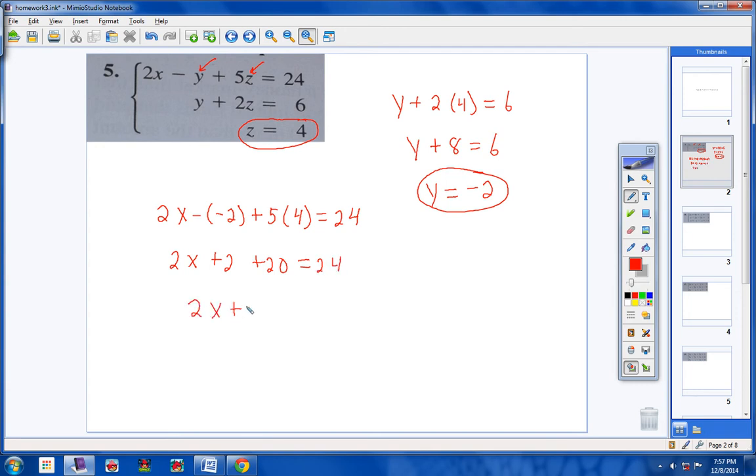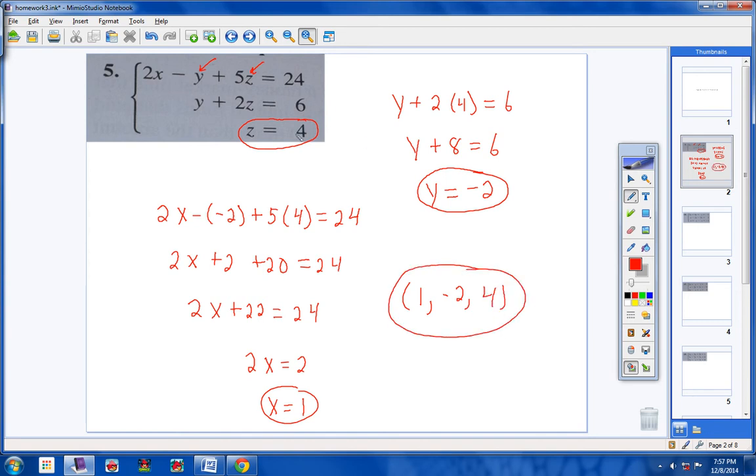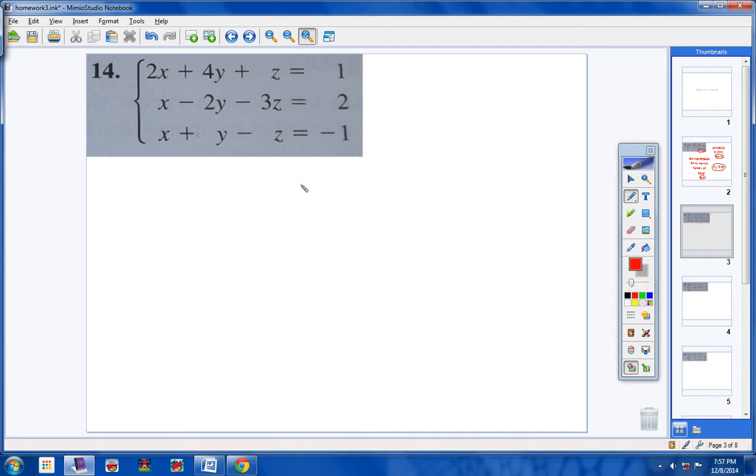2x plus 22 equals 24. Bring the 22 over and make it negative. 2x equals 2. Divide both sides by 2 and x equals 1. So your final answer should be written 1, comma, negative 2, comma, 4. Whenever the original problem is written in row echelon form like this, it's really, really easy to solve. Moving on to number 14.